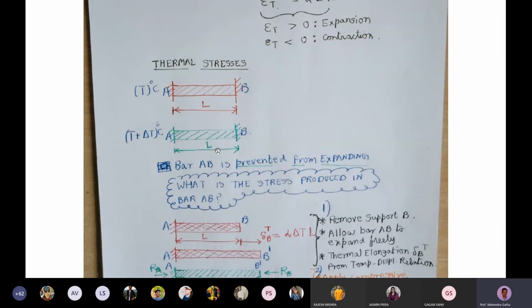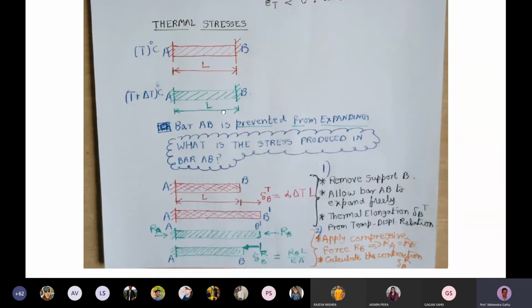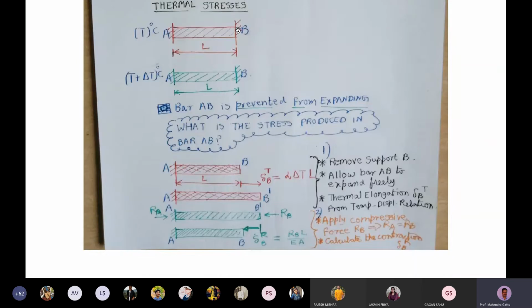So how do we analyze this problem? First, we will use the principle of superposition, which we discussed in the last class. I'll put that analysis in a very simple form here. First, we allow the bar to expand freely. So we can remove one of the supports, support A or support B. In this problem, we remove support B, and then we raise the temperature of this bar.